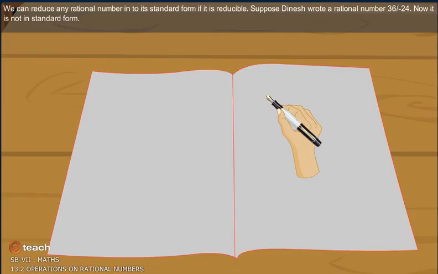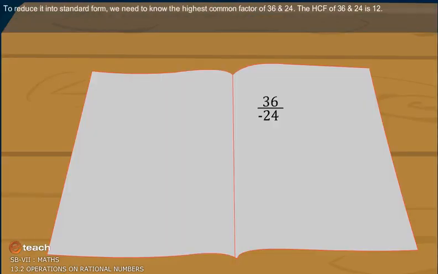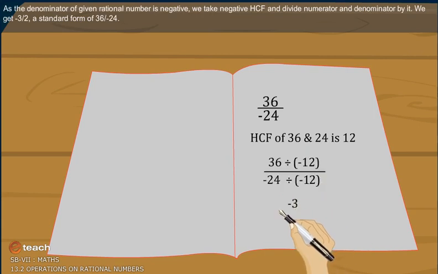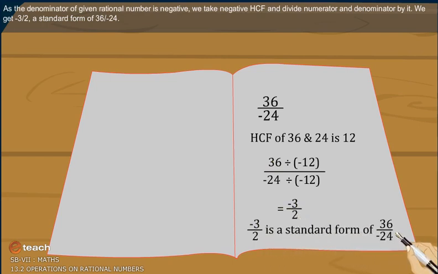Suppose Dinesh wrote a rational number 36 by minus 24. Now it is not in the standard form. To reduce it into a standard form, we need to know the highest common factor of 36 and 24. The HCF of 36 and 24 is 12. As the denominator of a given rational number is negative, we take negative HCF and divide numerator and denominator by it. We get minus 3 by 2, a standard form of 36 by minus 24.